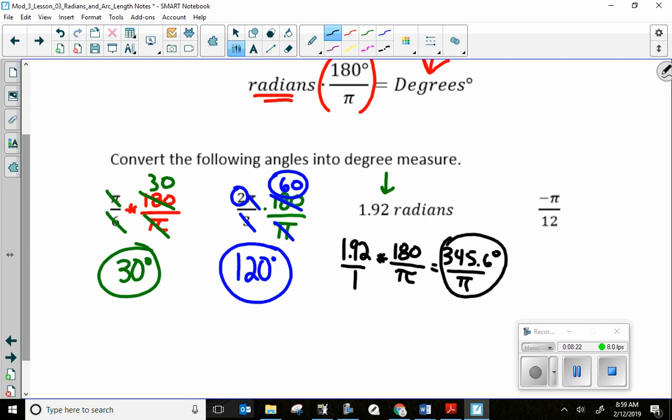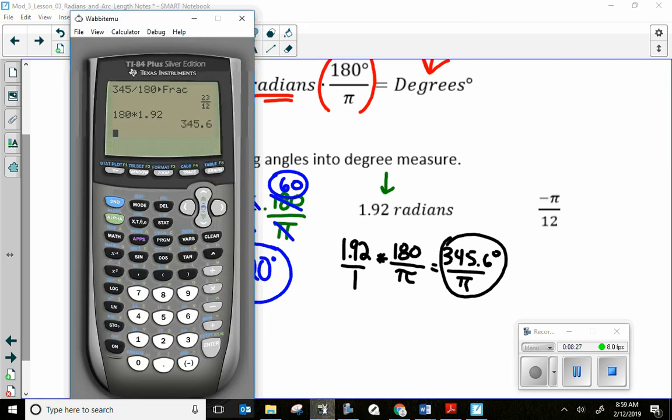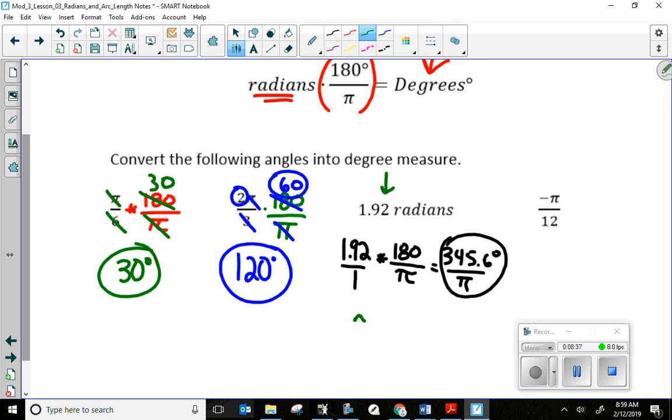If they wanted my degrees to the nearest tenth, I would have to go ahead and divide that out. I would have to take 345.6 and divide it by pi. And that would give me 100.007, which we will just call 100 degrees, because to the nearest tenth, that 0 will stay as 0. All right? So be careful.